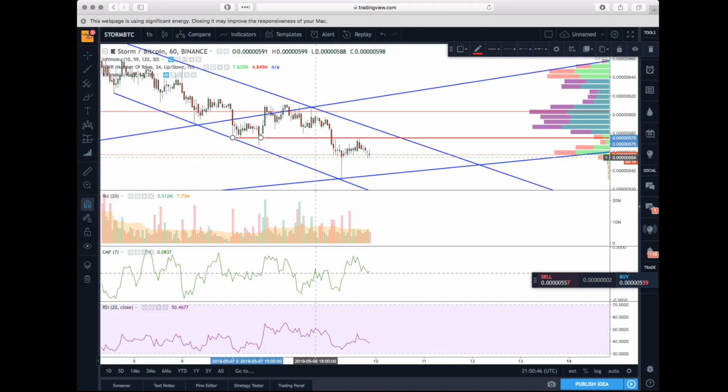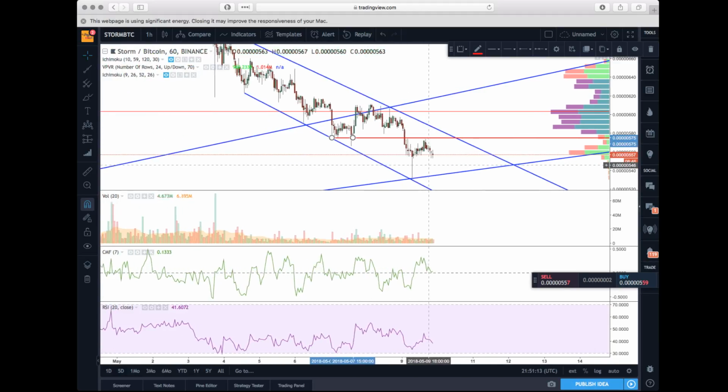But the other thing that this line tells you, if you draw this out, is after bouncing off this area, there's a good chance we're going to bounce back off this area, because this was support, now it's probably resistance. So that's something you can use. And it's not always that clean. That's a really nice clean line and bounce off that line.